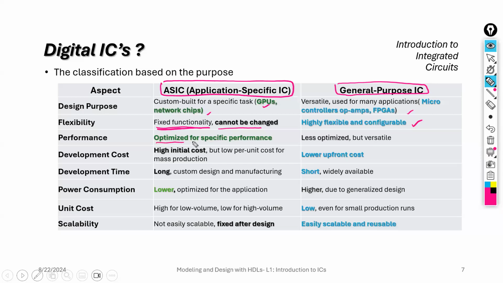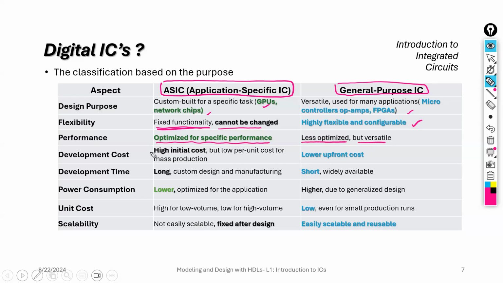Performance: optimized for specific performance. You can optimize, because this is just like the full custom design approach, where we can optimize the performance as much as possible by providing the interconnections in a different way and placing the components in a different way. Whereas here it is less optimized but versatile.